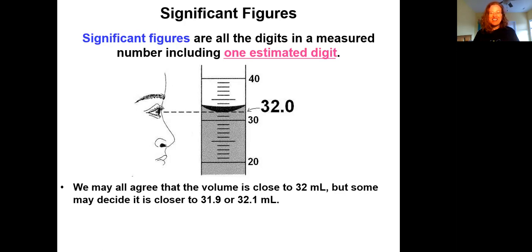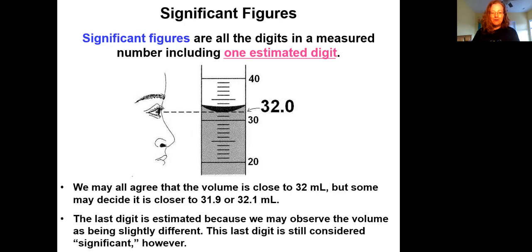And so there it is, what I just said. We may all agree that the volume is close to 32 milliliters, but some may decide it's closer to 31.9 or 32.1. The last digit is estimated because we may observe the volume as being slightly different. This last digit is still considered significant, however. So the last digit, while it's estimated or a little bit uncertain, is still important.